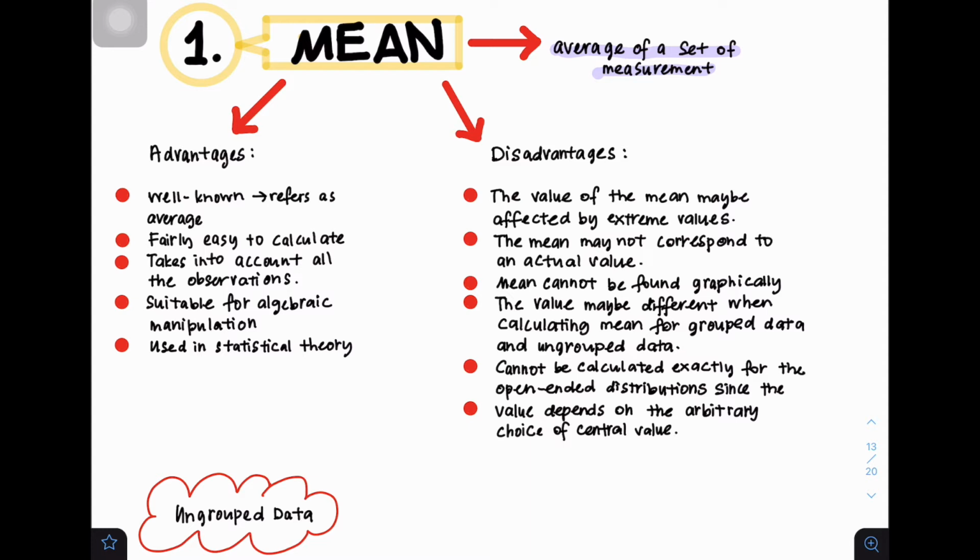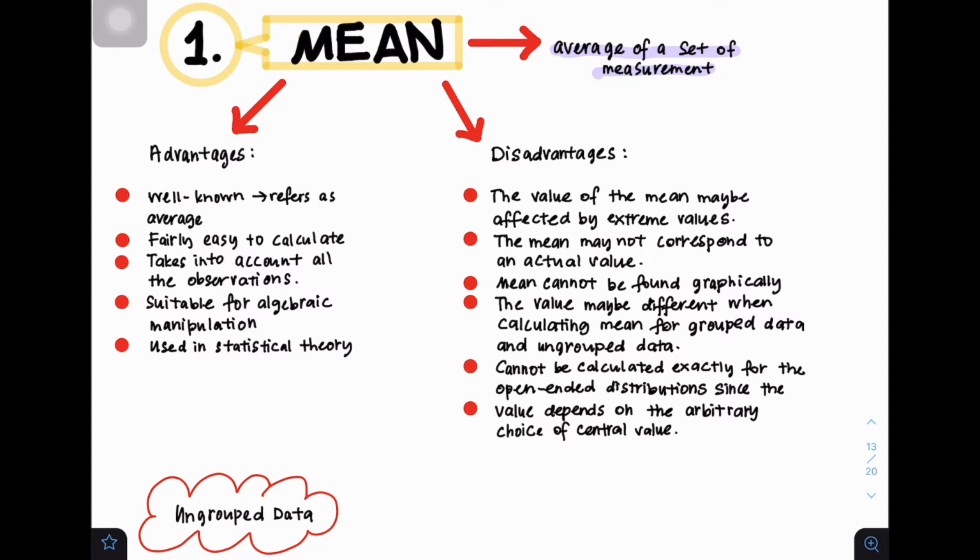Maksudnya, contohnya kalau macam kita kira purata tadi, seorang pelajar kebanyakannya makan purata pelajar program sains Part 4 makan adalah 2 kali sehari. Tapi sebenarnya kalau kita bilang kebanyakannya makan mungkin 4 kali sehari ataupun 3 kali sehari. So kadang-kadang dia mungkin tak correspond ataupun tak menunjukkan the exact value.